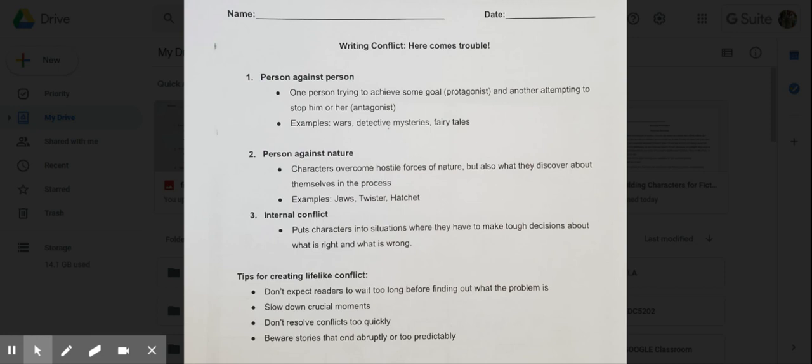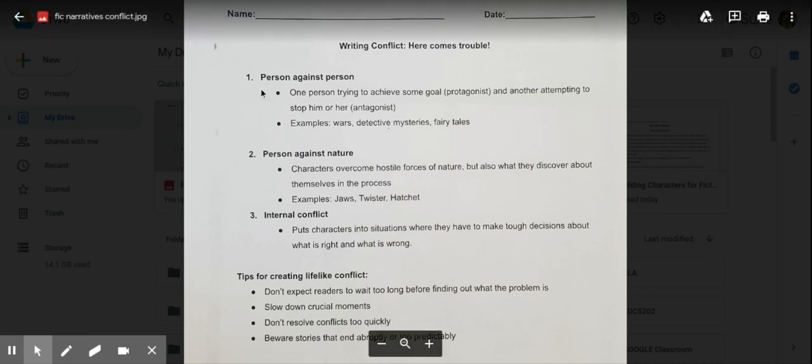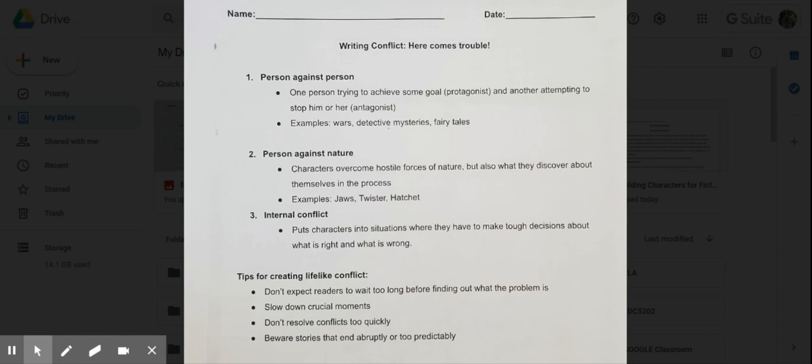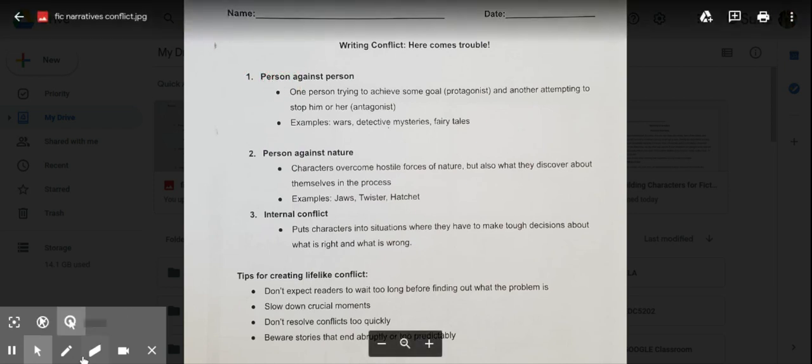Our conflict is when trouble comes in or when our characters are facing problems. So follow along with me as I go over some points made by Ralph Fletcher. The first type of conflict you may want to choose for your main character could be person against person.